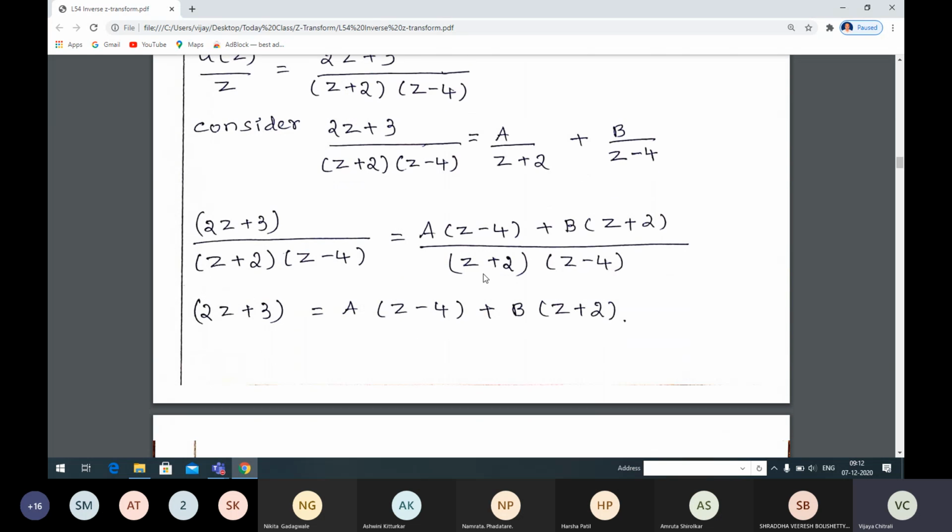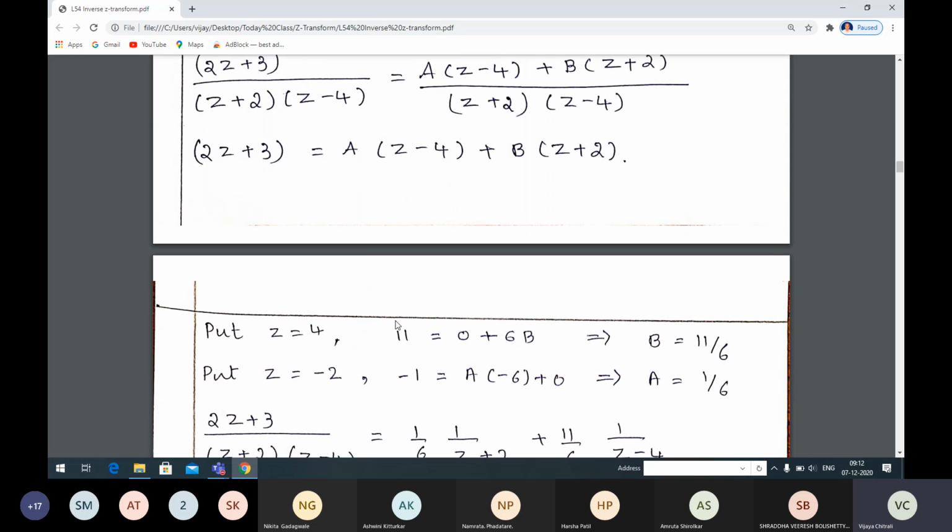So if you are perfect in this, you can write this step directly. You can avoid this step if you want. If you are perfect, after this step you can write this step directly. Now by proper substitution of this z, we need to find here a and b.